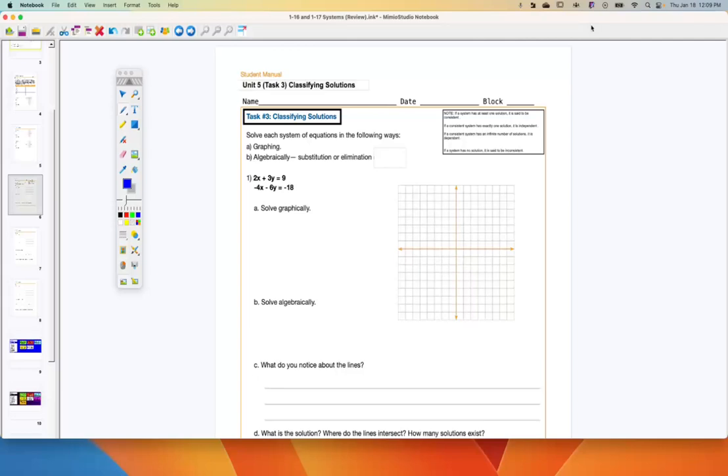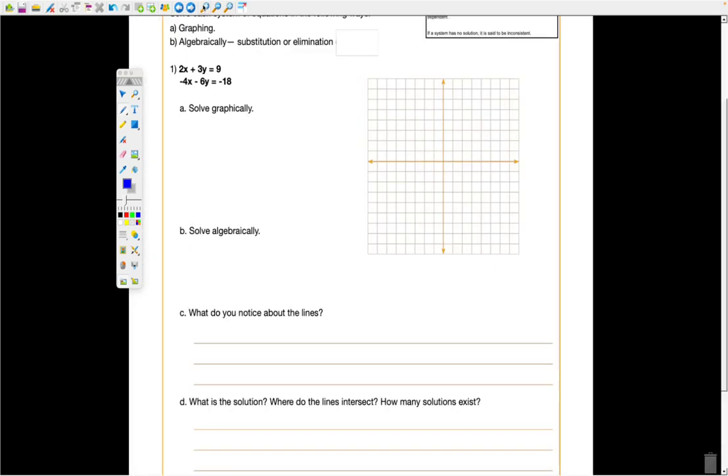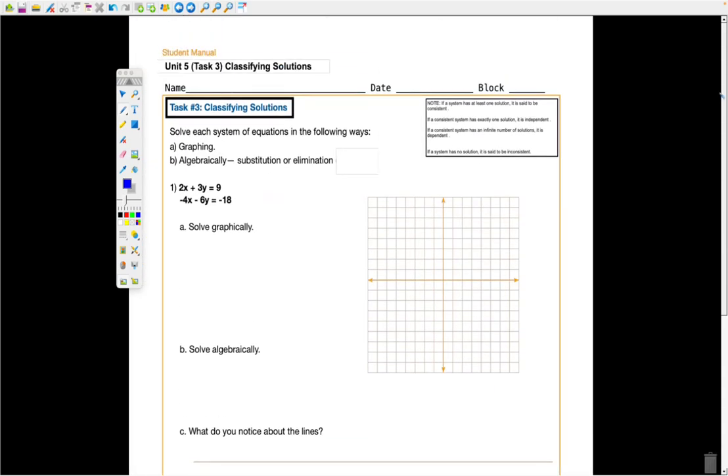If I ask you what is a solution to a system, what would you tell me? Where the points connect. There you go, where the lines intersect. So let me write this down here. Not so much classifying solutions, but identifying a solution. A solution for a system is the point of intersection.